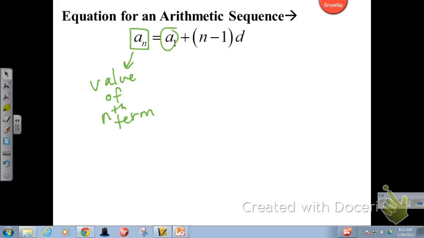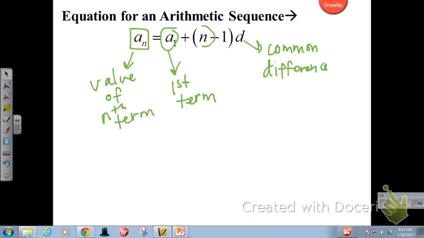A sub 1 is your first term. D is the common difference. And n is the value of the nth term. So if they said we are looking for the 17th term, n would be 17.